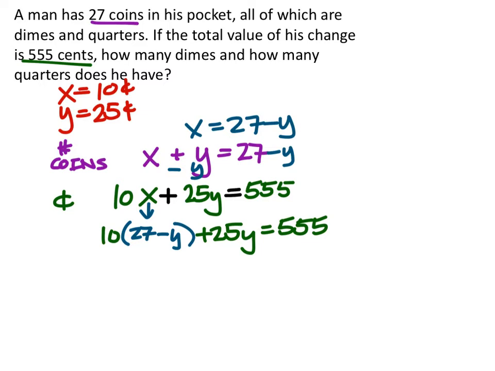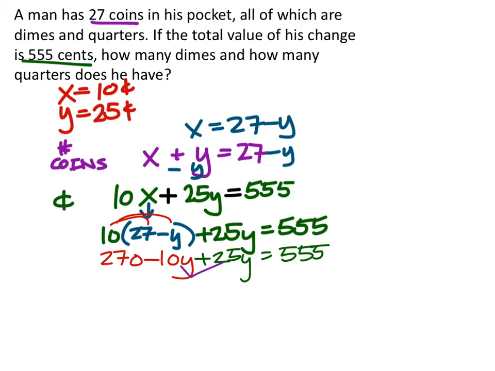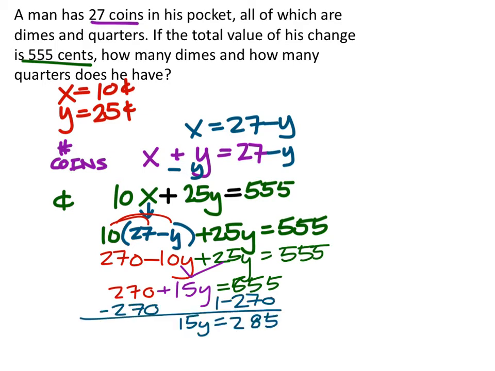Let's distribute the 10 into the parentheses. And now we can combine our y's together. And now here we'll subtract 270 from both sides. And then finally, just to solve for y, we're going to divide both sides by 15. And that tells us y is 19 quarters.